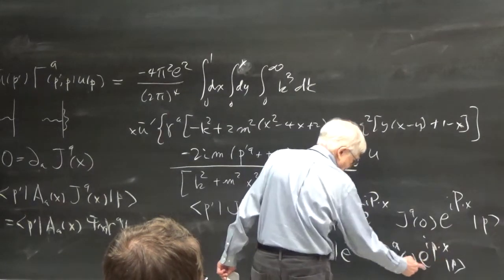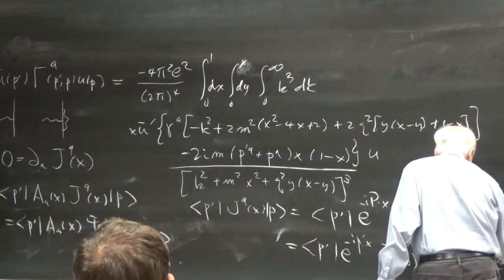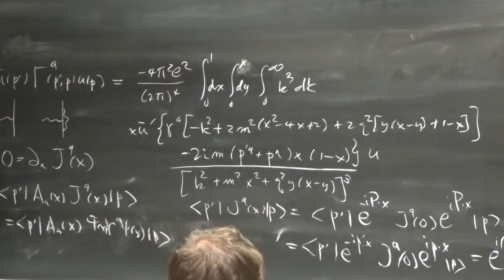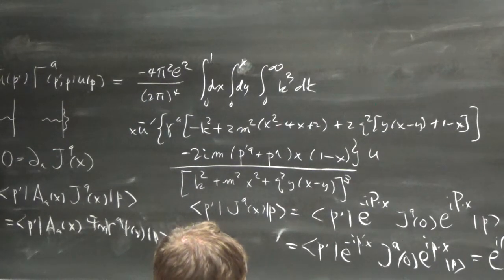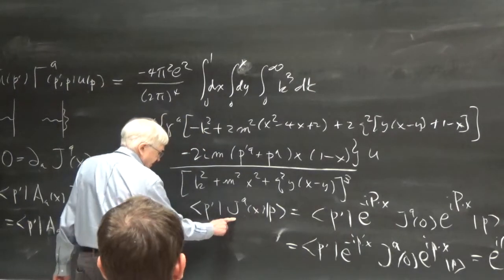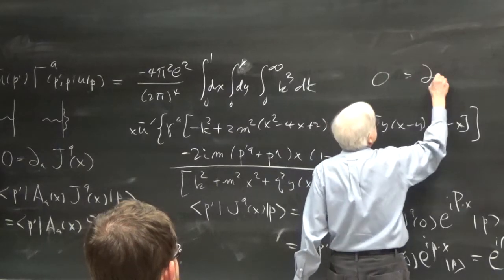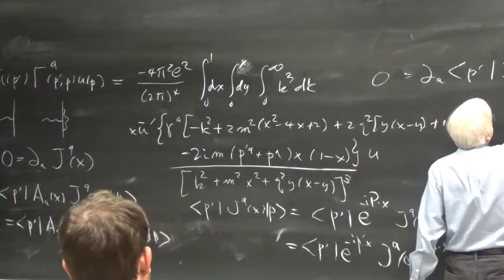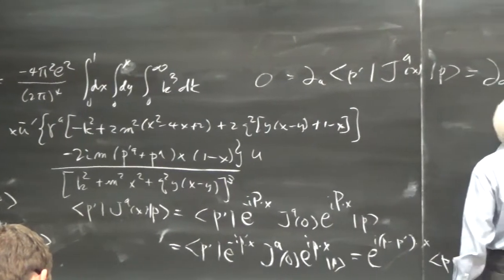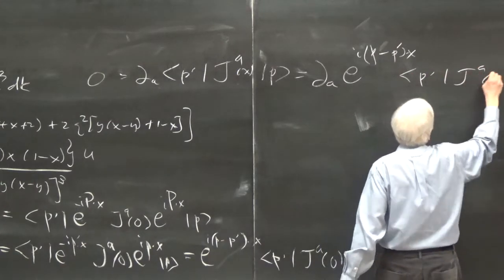And now in this expression between the bra and the ket, everything is just a number apart from the current JA of 0. And so this is equal to e to the I p minus p prime dot x p prime JA of 0 p. And so now if we take the divergence of this current and use current conservation, we get 0. So 0 is d A p prime jA of x p. So this vanishes by current conservation. On the other hand, this is dA e to the I p minus p prime x p prime J A of 0 p.